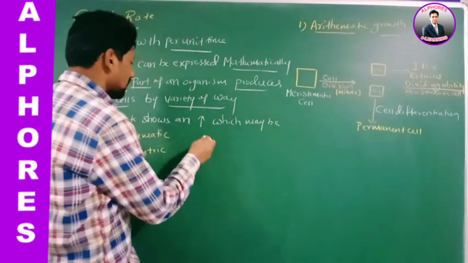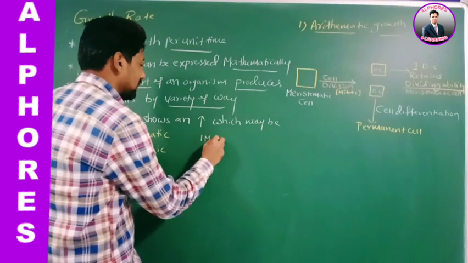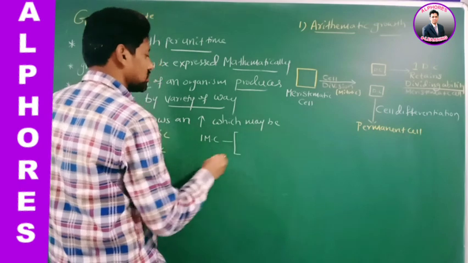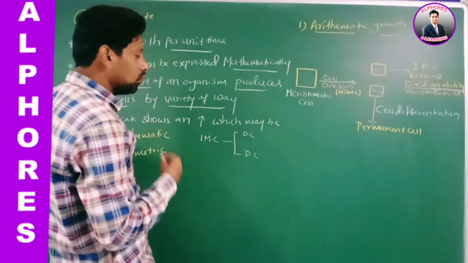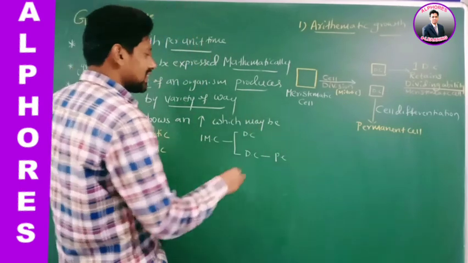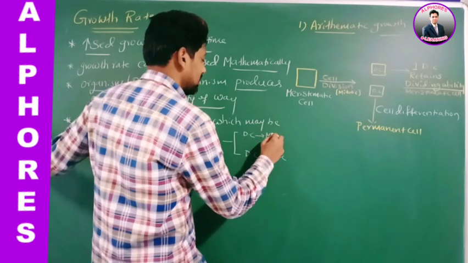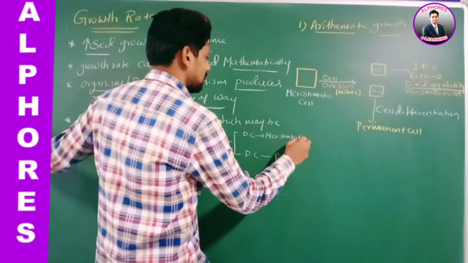Therefore, if you take one meristematic cell, on division it has produced two daughter cells. Out of two daughter cells, one has changed to a permanent cell, whereas the other daughter cell remains a meristematic cell.